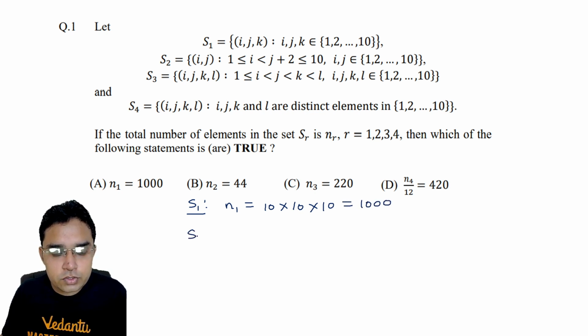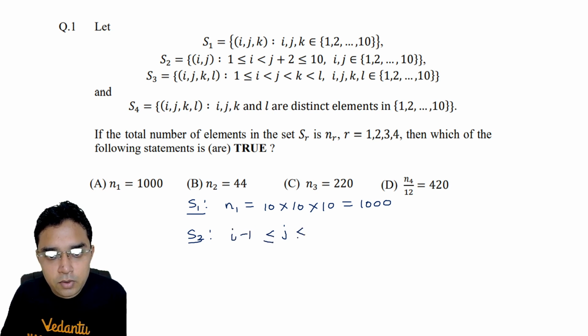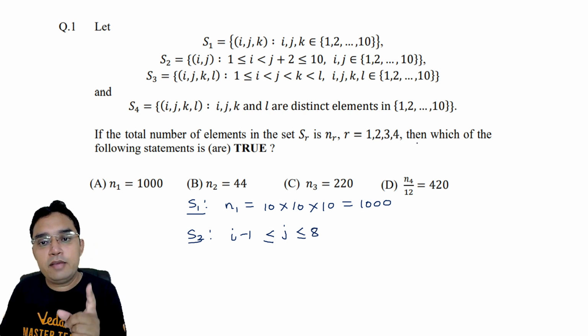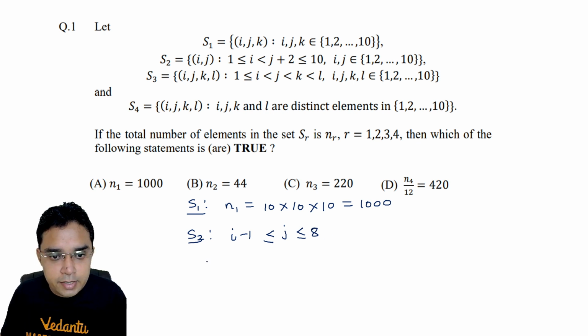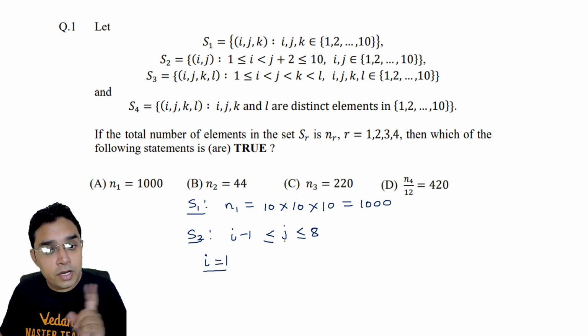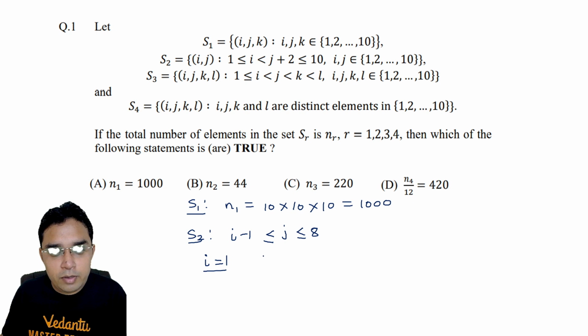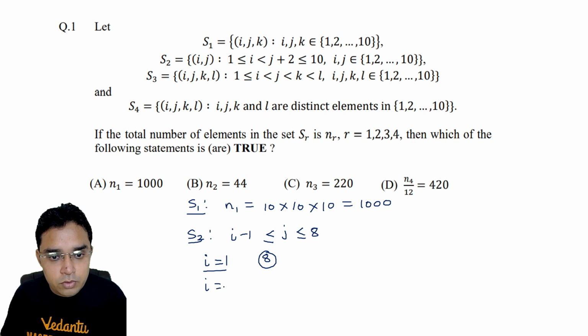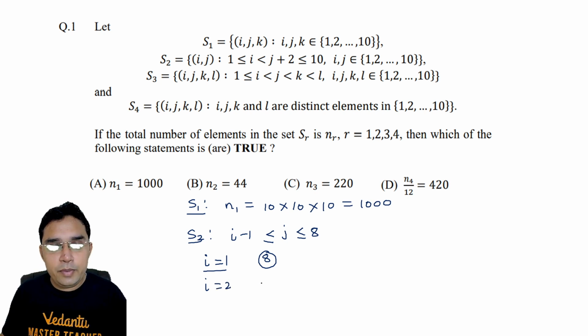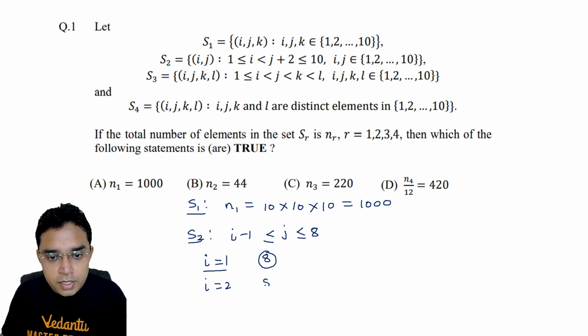Now coming to S2. Here if you see the relation here is that j will be greater than or equal to I minus 1 and less than or equal to 8. My I and j can take values from 1 to 10. Now please understand, if I choose I to be 1, then the value of j will start from 1 only, because this I and j has to come from the set 1 to 10. So number of values here will be 8, because we are starting with 1 going up to 8. Now if I take I is equal to 2, then again the value of j will be starting with 1 going up to 8. So again 8 values.